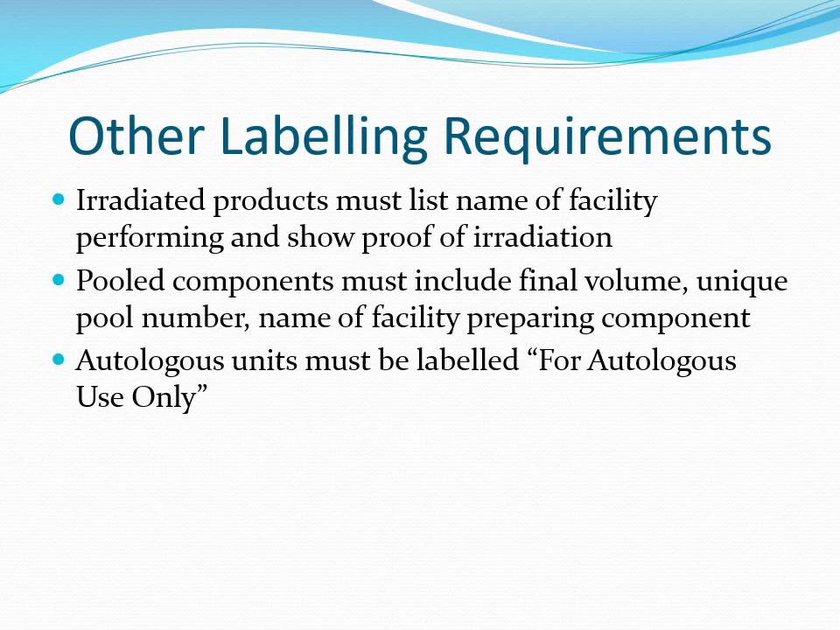Irradiated products must list the name of the facility performing and show proof of the irradiation. You can't just say it is irradiated. We've got to have a little monitor on there that says it's received the proper amount of irradiation. Pooled components must include the final volume, the unique pool number, and the name of the facility preparing the component. And autologous units must be labeled for autologous use only, so they can't go to any other person.